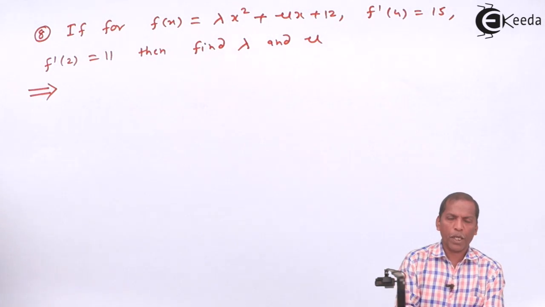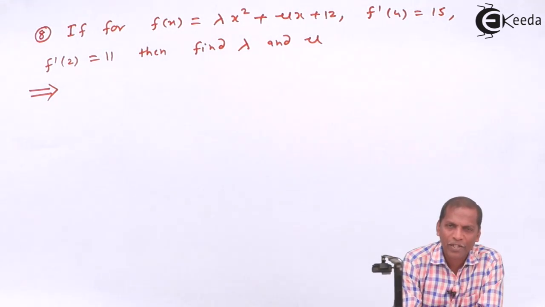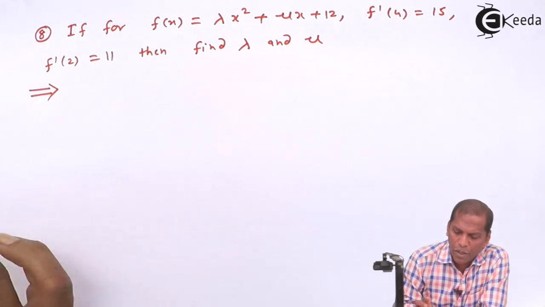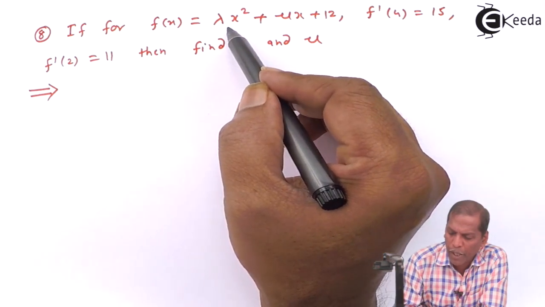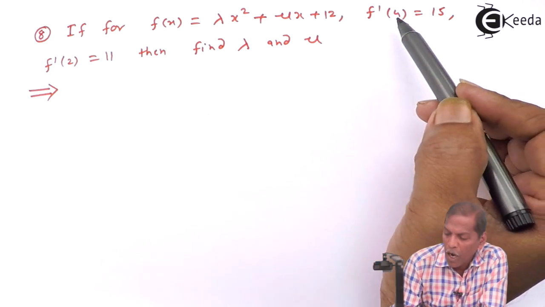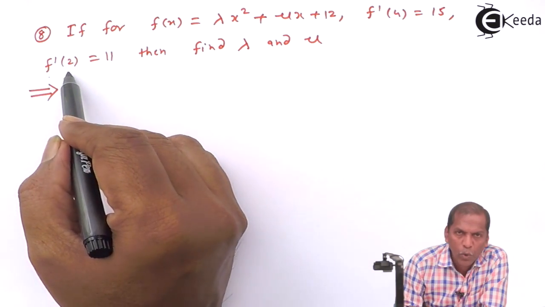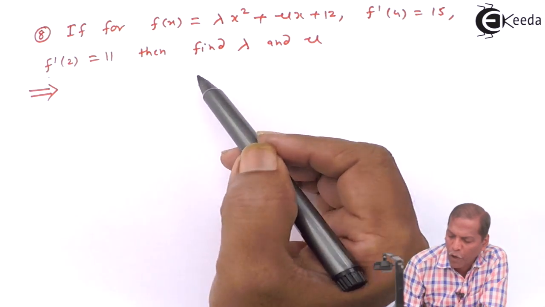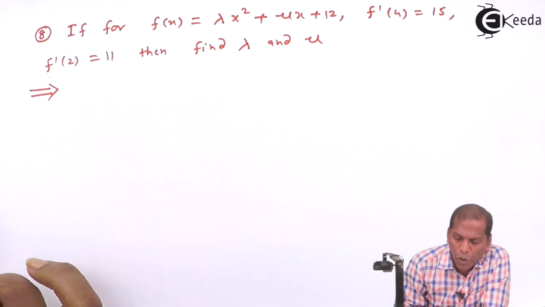Hello friends, now we see problem number 8, which is also based on rules of differentiation of the chapter differentiation. The problem is: if f(x) = λx² + μx + 12, f'(4) = 15, f'(2) = 11, then find the values of λ and μ. Now let's see the solution.